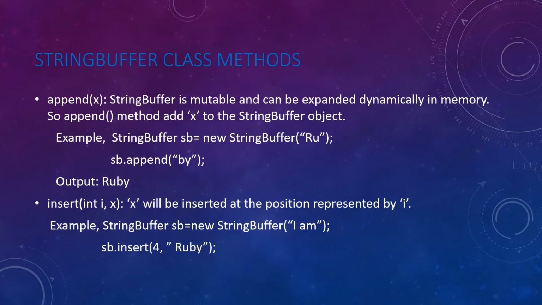Now we come to the insert method. x will be inserted at the position represented by i. Here we take an example: StringBuffer sb = new StringBuffer("I m"), and the next statement is sb.insert(4, "Ruby"). So at the fourth position of the StringBuffer sb, Ruby will be inserted. That's why the output will be I am Ruby.